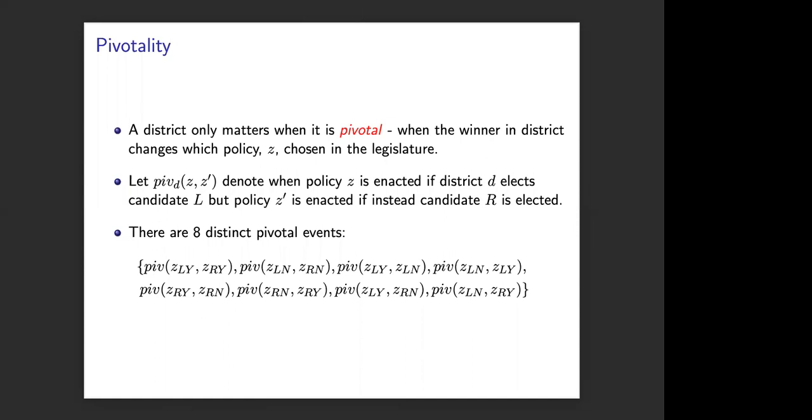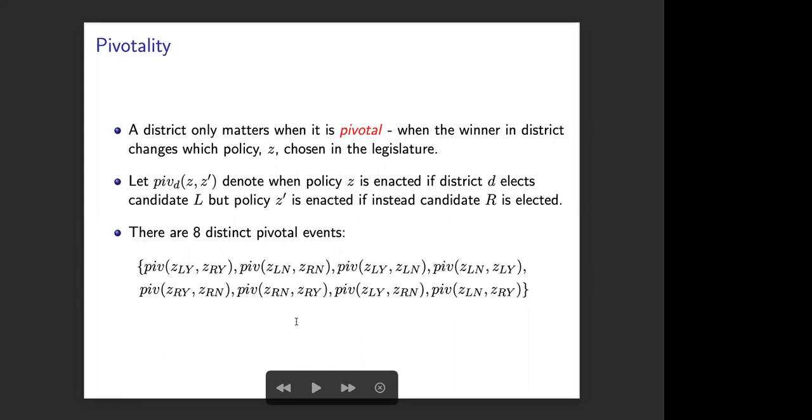Now, a district is only going to matter when it's pivotal. That is when the winner in the district changes the policy chosen in the legislature. So we can call PIV in district D between Z and Z prime when Z is enacted if you elect the left candidate and Z prime if you elect the right. And so then similarly, you can think about there being 8 different pivotal events.